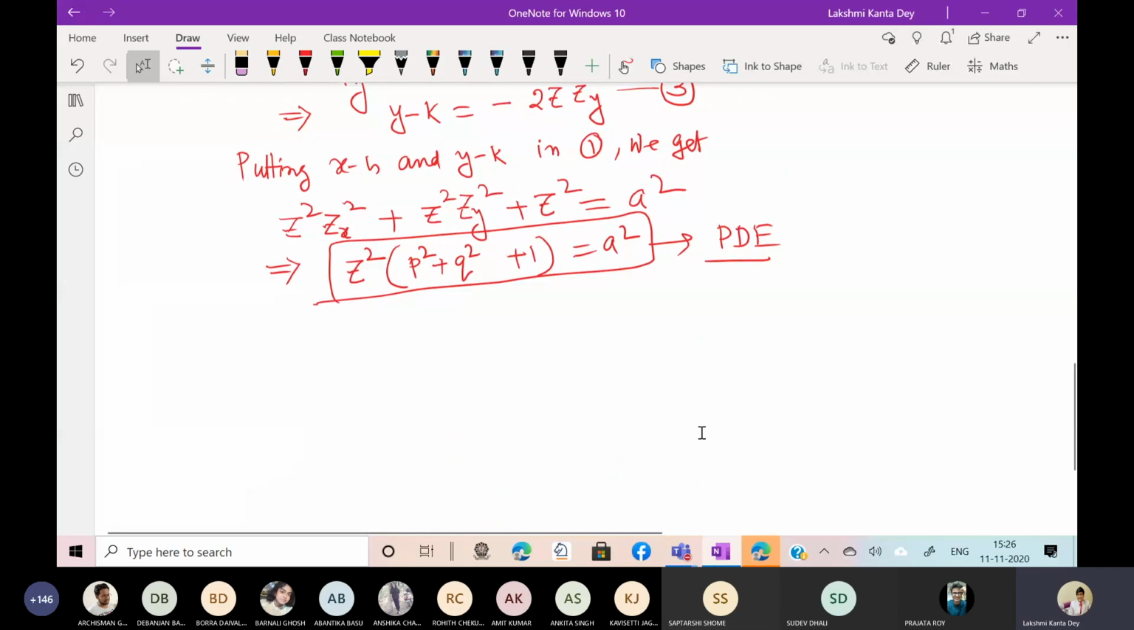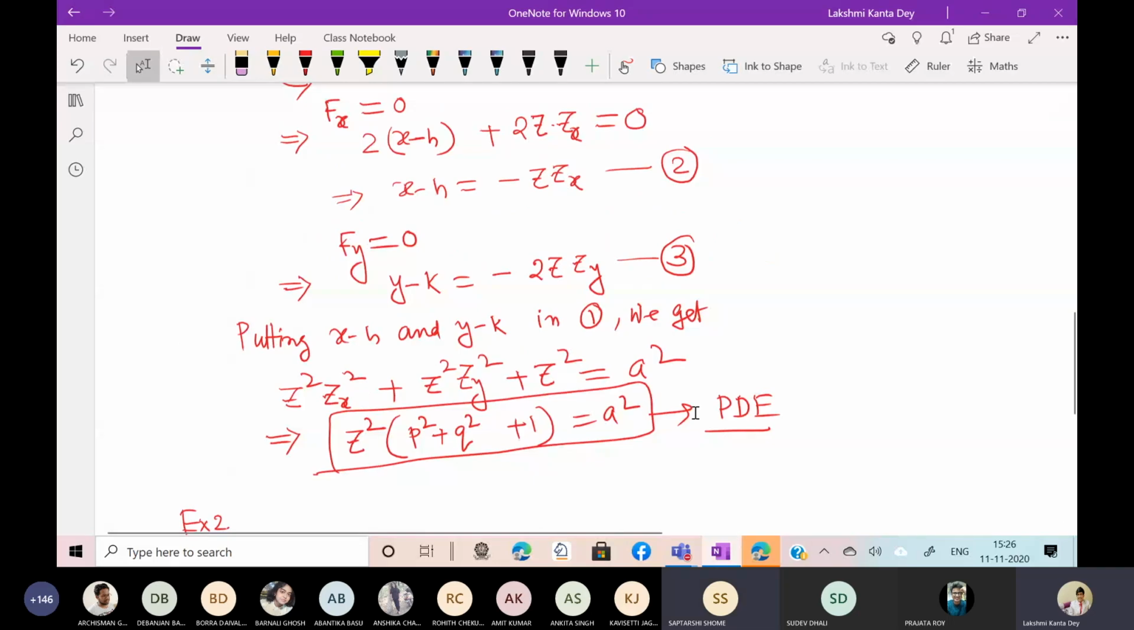Next, come to example number 2. Y minus k equals 2 z z y. So squaring it would be 4 z squared z y squared. Sorry, there is a mistake here because 2 is there on both sides. Because y minus k squared is there, if you differentiate with respect to y, 2 into y minus k will be on the left hand side. Similarly, on the right hand side it will be 2 z z y. Understand? Now you can see the corrected version.